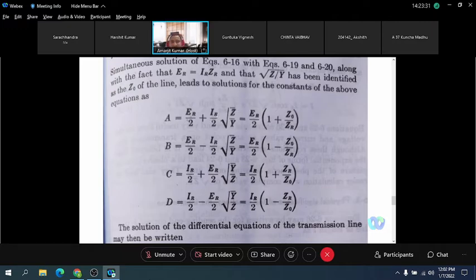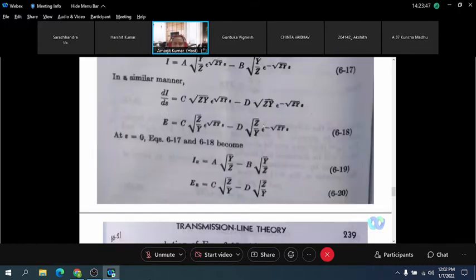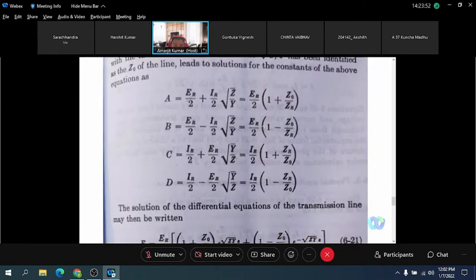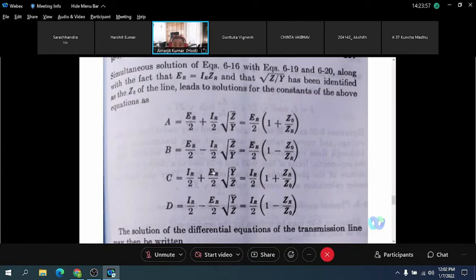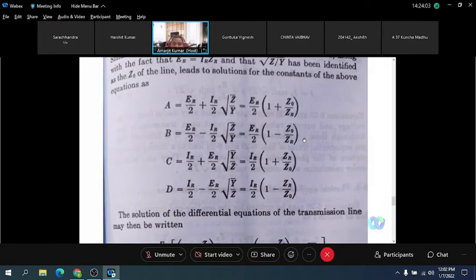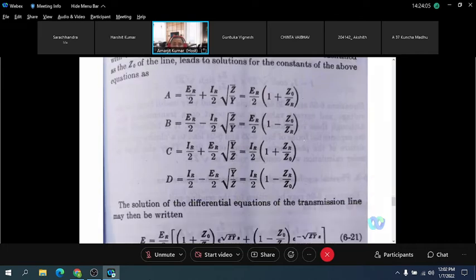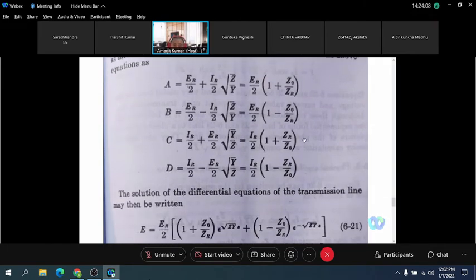Because here IR will be ER upon ZR. So ER by 2 common, so 1 plus Z naught by ZR. So in exam you have to derive all these. Here it is directly written. 4 equations are given, solution is written. But in exam you cannot write like this, just copy paste. No. You have to derive A, B, C, and D. And if you do not do that, there will be marks cut. Then you should not cry that sir, you had not solved.